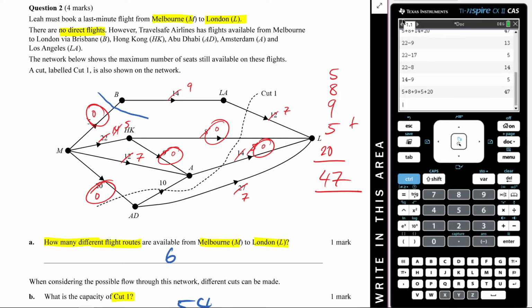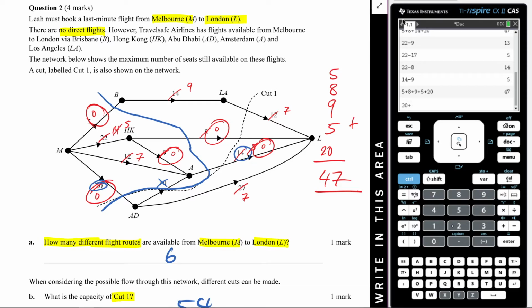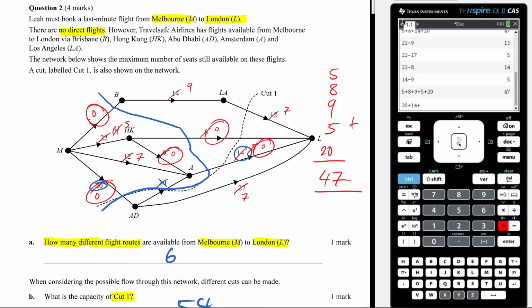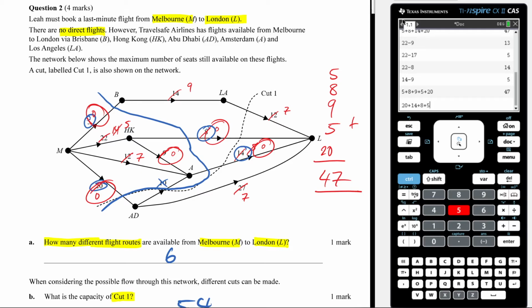So, let's go through that 0 there. Let's go through that 0 there. And then at this point, I'm like, you know what? If I go through this 0, I can then backtrack through there to go here because I know I wouldn't count that 10. So now I would go 20 plus, don't count that 10, 14 plus 8 plus 5. And let's just hope that gives me 47. It does. So I'm pretty confident.